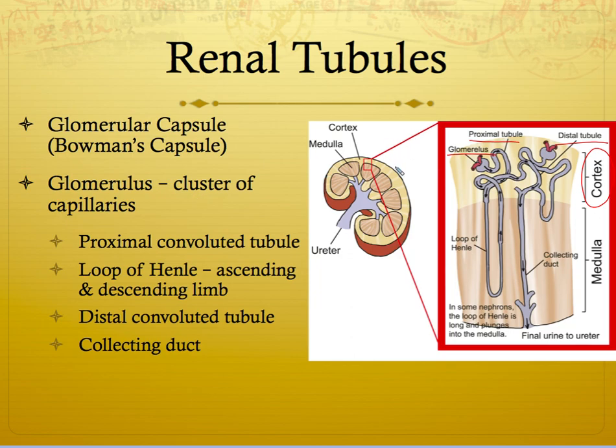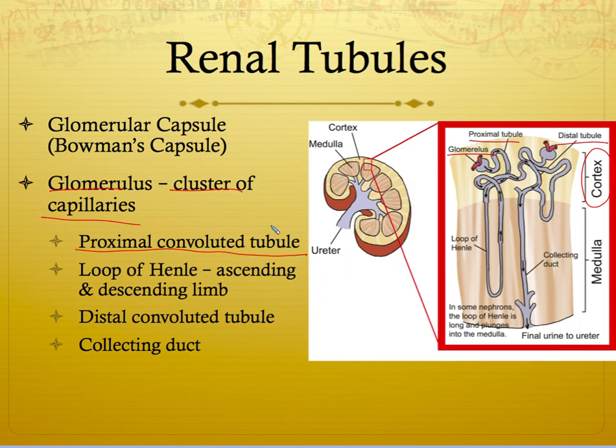What happens is a red blood cell gets pushed into one of these capillaries, and they are so small that only one red blood cell can pass through at a time. And it squeezes all of the fluids out of the blood, out of the capillaries. Okay? And so it goes from this glomerular capsule, this cluster of capillaries, and that fluid is then going to enter what's called the proximal convoluted tubule.